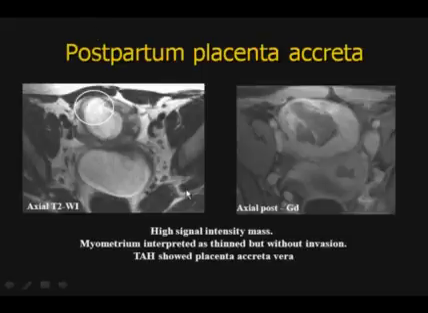Here's a patient, postpartum placenta accreta, T2 weighted image, high signal intensity mass. We thought the myometrium here was just quite thin. Here it is after gadolinium. But hysterectomy was performed in this patient, and she did have placenta accreta. She did have the mild form, placenta accreta vera, but we interpreted this as thin, whereas on pathology, it was actually invaded.